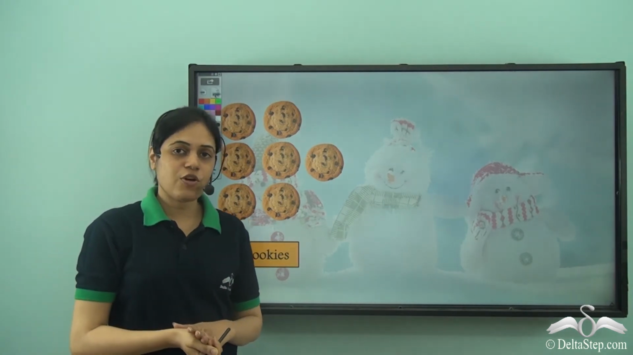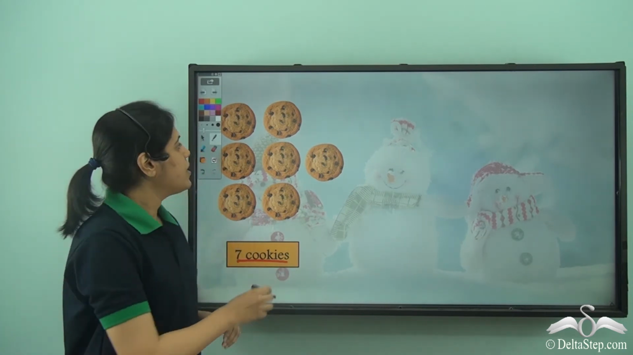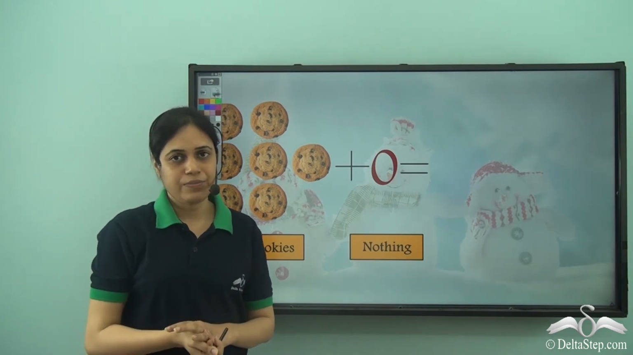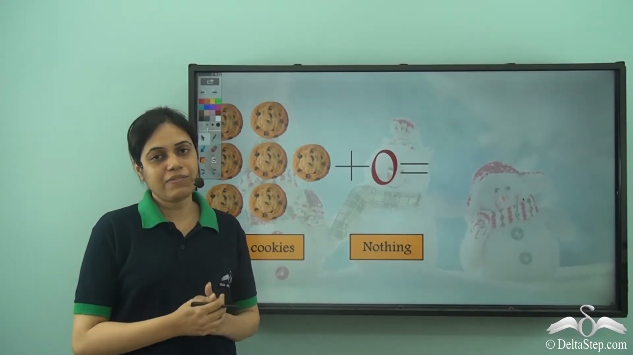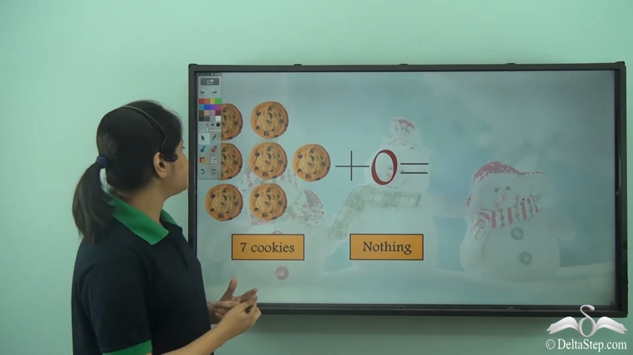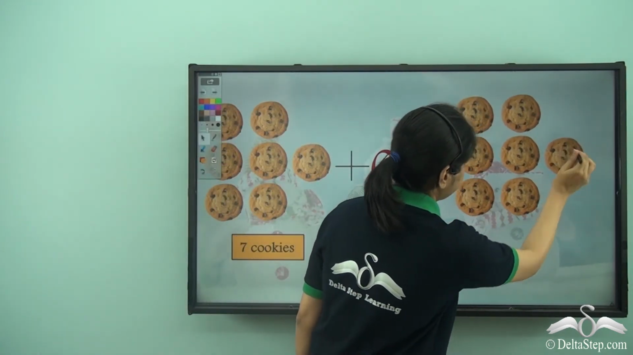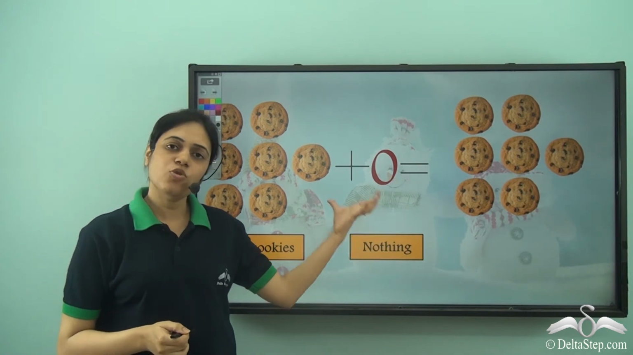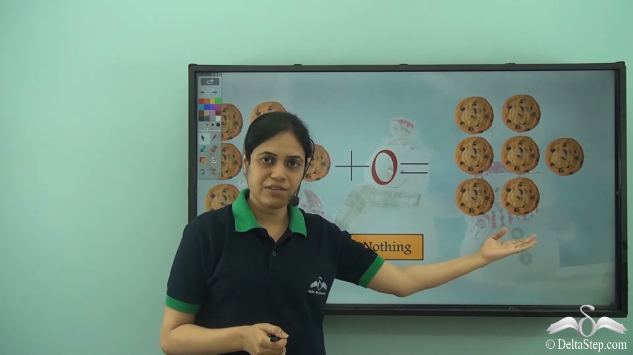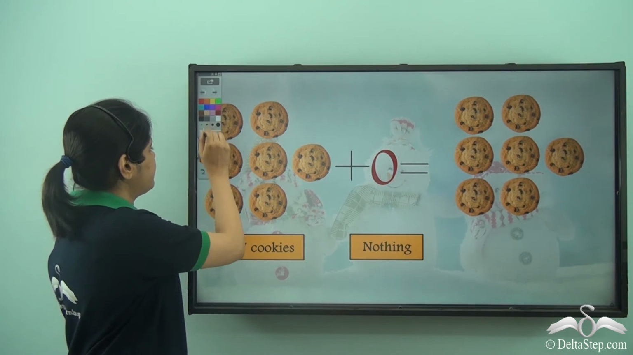Now another friend of the baby duck got 7 cookies for her. But there was one friend who got nothing, right? So what do we get when we add these 7 cookies to nothing or no cookies? Let's see. So let me take these 7 cookies to this side. And nothing means no cookies. So I have no cookies to take to that side, right? There are no cookies. So let me count these.